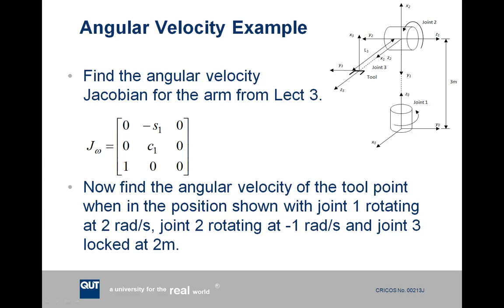The example we've got here is to find the angular velocity of the tool point when the arm is configured as it's shown in the picture, with joint 1 rotating at 2 rads per second and joint 2 rotating at -1 rads per second, and joint 3, the prismatic joint, is going to be locked at 2 meters, so it's not going to be extending or retracting, it's just fixed.